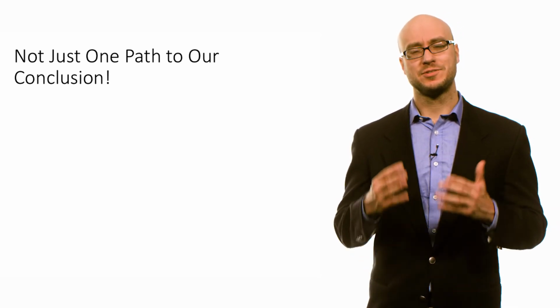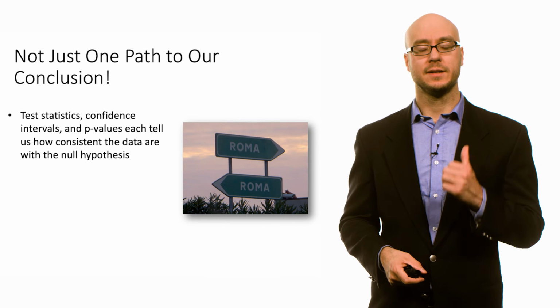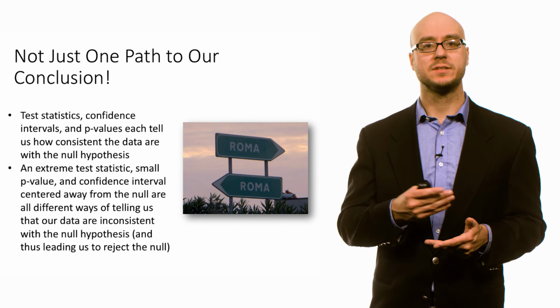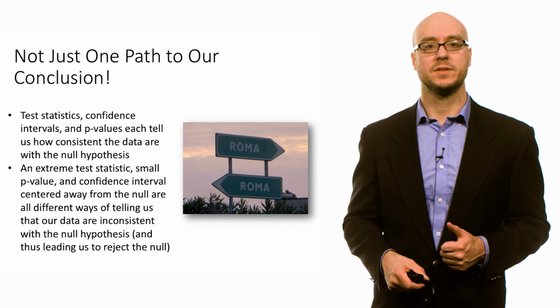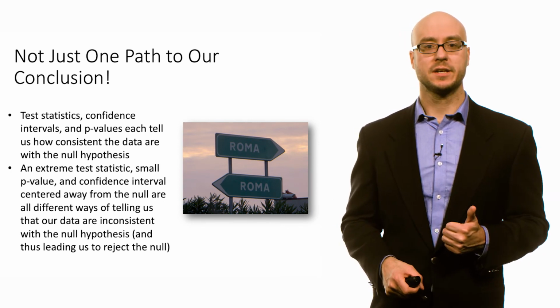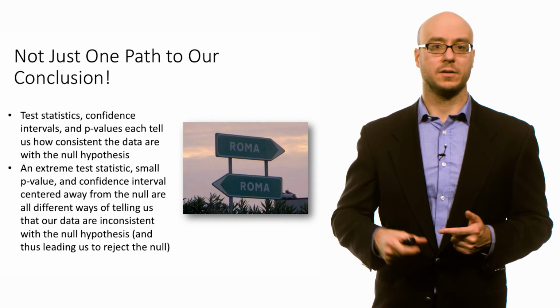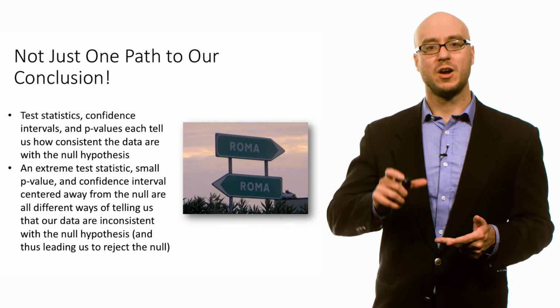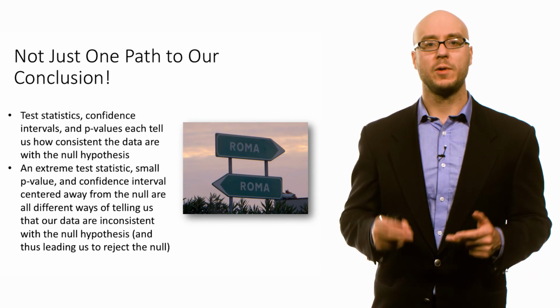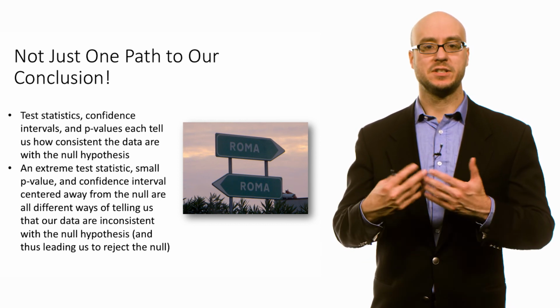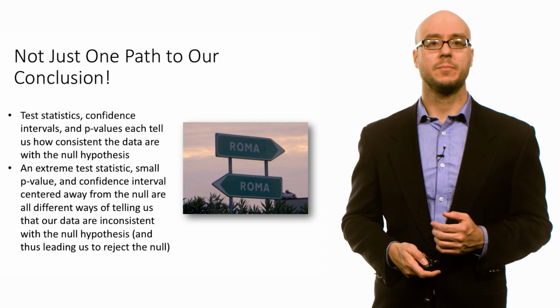The key point here is that there's not just one path to our conclusion. Z-test statistics, confidence intervals, and p-values each tell us how consistent the data are with our null hypothesis. An extreme test statistic, so very large positive or very negative, a low p-value, say below 0.05 or less than that, or a confidence interval centered away from the null are all different ways of telling us our data are inconsistent with the null hypothesis. And in each of these instances, we would reject the null hypothesis.